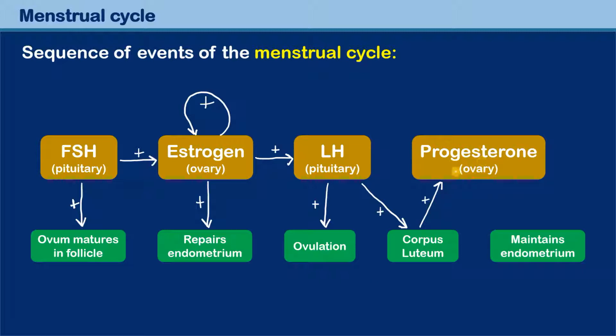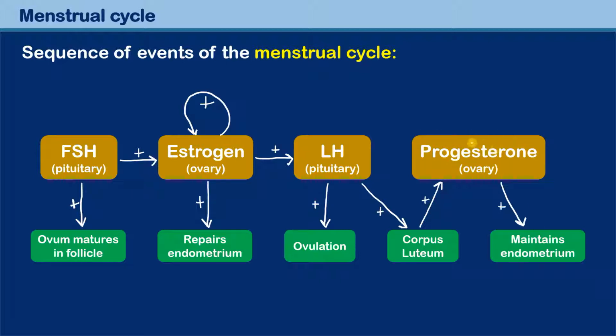And progesterone level quickly goes up, and the purpose of the progesterone is now to maintain the endometrium, at least for several days until the corpus luteum breaks down. And the endometrium is now maintained and awaits the implantation of the fertilized egg cell should fertilization occur.